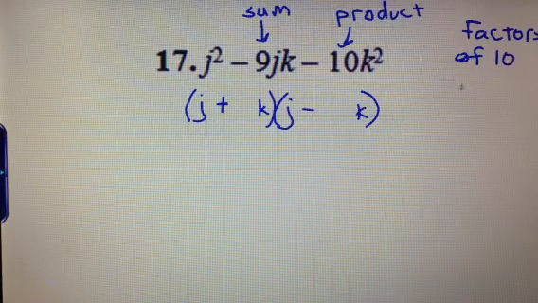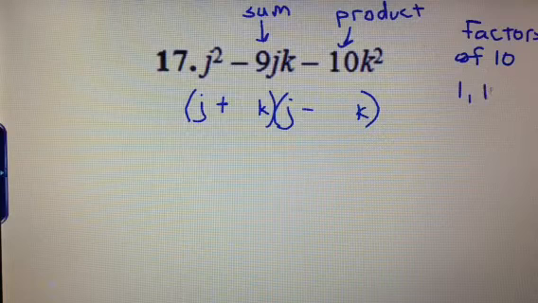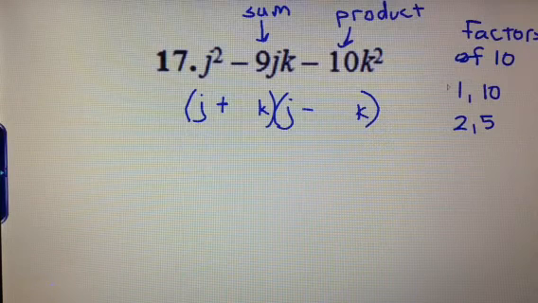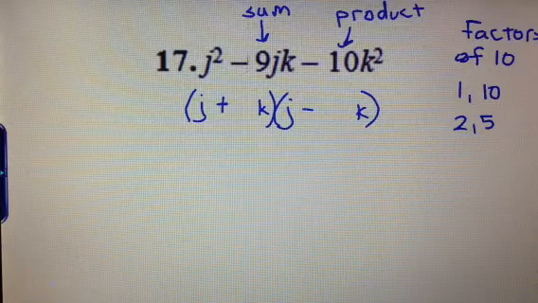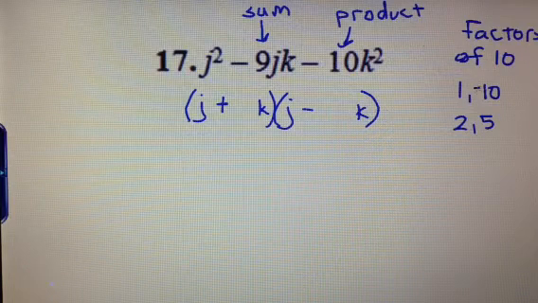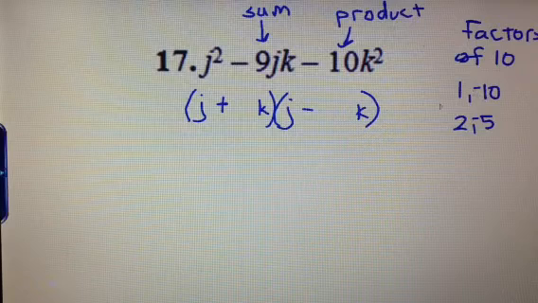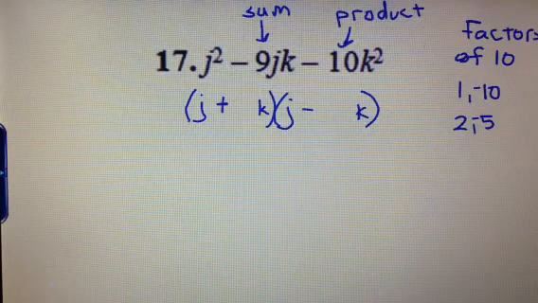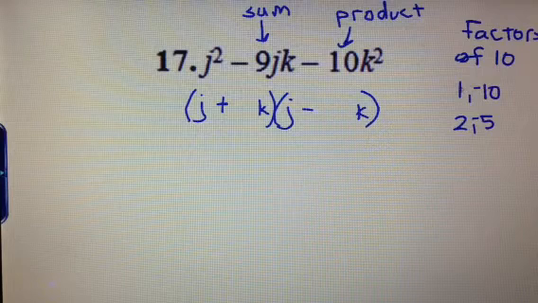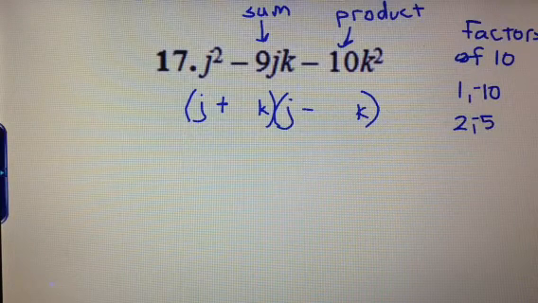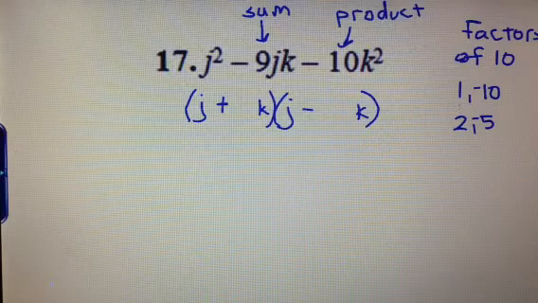So factors of 10: 1 and 10, 2 and 5. Again, we have different signs, and we want to let the one with the greater absolute value be negative. So which of these would multiply and get negative 10 and add and get negative 9? Well, that's this pair, because 1 plus negative 10 is negative 9. 2 plus negative 5 would be negative 3. That doesn't work. So we've got to go with that other pair.